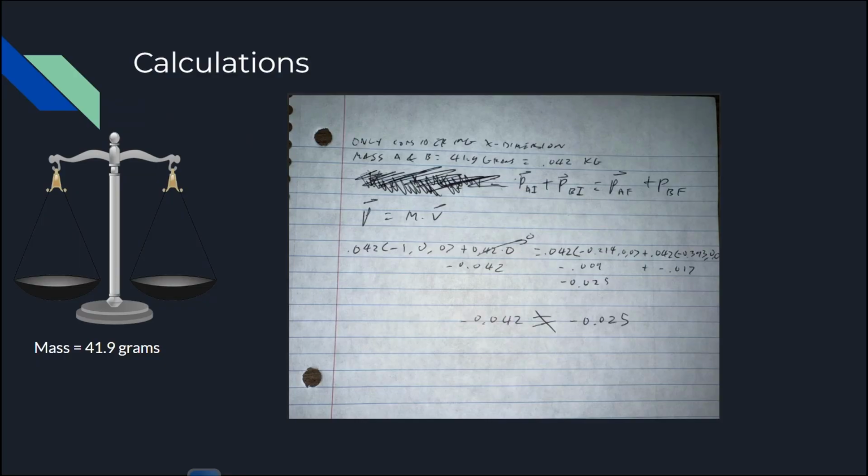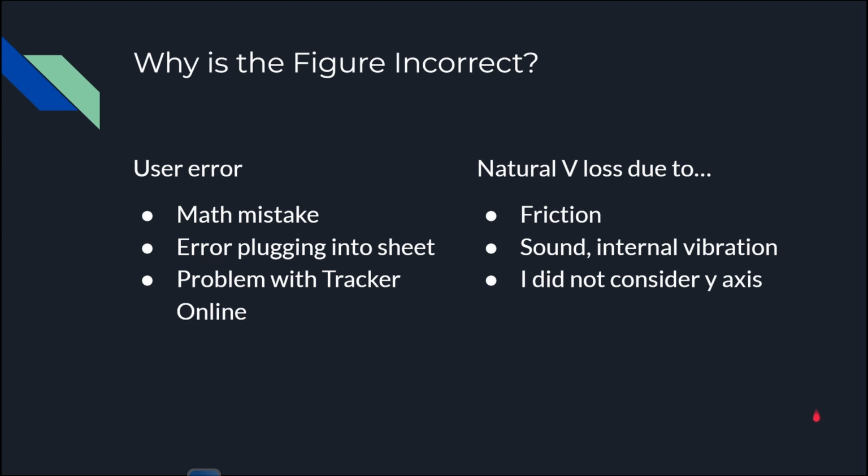Here are the calculations I did. You can look at the initial velocity. You can see that I only used velocity in the x direction, as that's where the majority of the momentum was. Then I set them equal to each other. And as you can see, I did not get an equal number, and we'll talk about that. Also, they weighed 41.9 grams, if you're so curious.